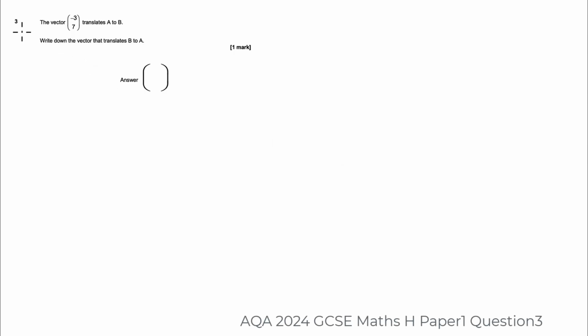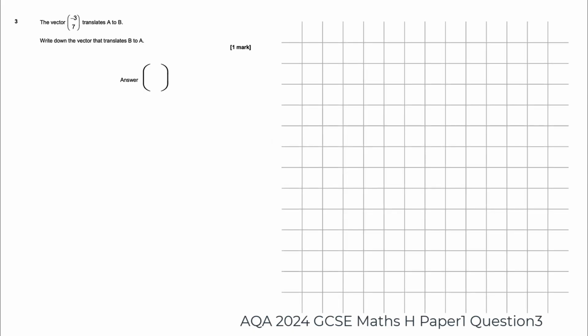Here we have question 3, and we're told that this vector, -3, 7, translates A to B. We're asked to write down the vector that translates B back to A. So it's the vector that undoes what this vector has just done. Well, to explain what's going on, let's have a look at a grid.